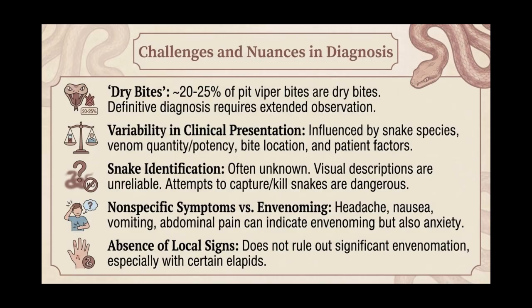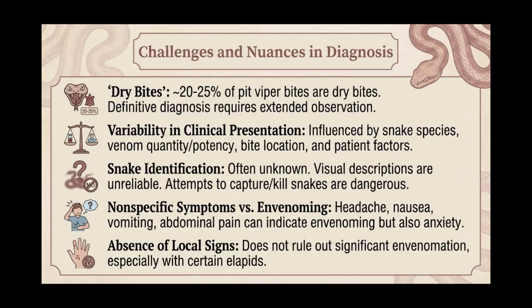The clinical presentation of snake bites varies widely based on several factors. These include the species of snake involved, the amount and potency of venom delivered, the location of the bite, and individual patient factors. Even within the same species, or over different periods, the variability in venom composition can lead to different clinical effects. Identifying the snake responsible for the bite is often a challenge.